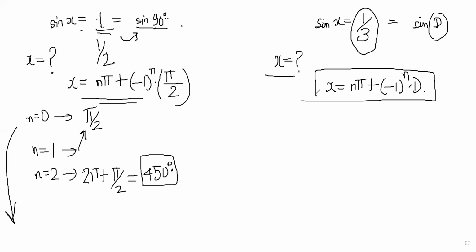This was if D was known or not. If D was known, then I would have written the answer like this, no? Yes, sir. But D is still known. It's just that we don't know the value, but it is a fixed value. Sine D is 1 by 3, right?